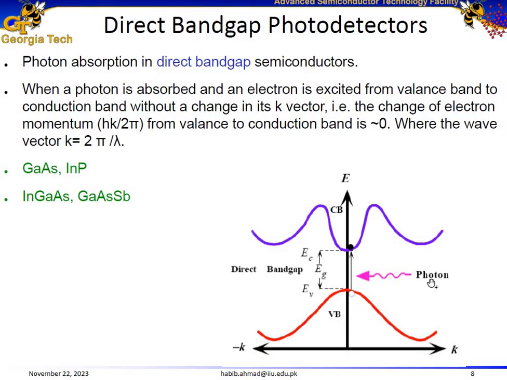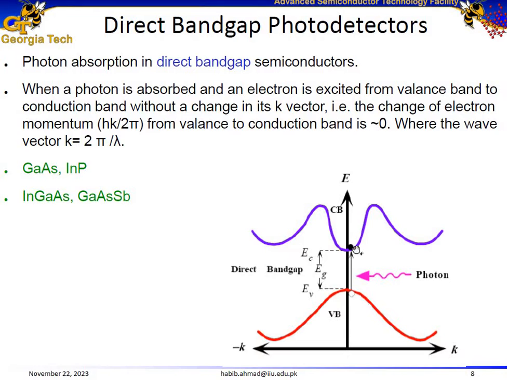In this case, when a photon is incident on this semiconductor, and if the band gap energy of this incoming photon is greater than the band gap of this semiconductor, it will result in the generation of an electron hole pair, electron transitions from the valence band to the conduction band.